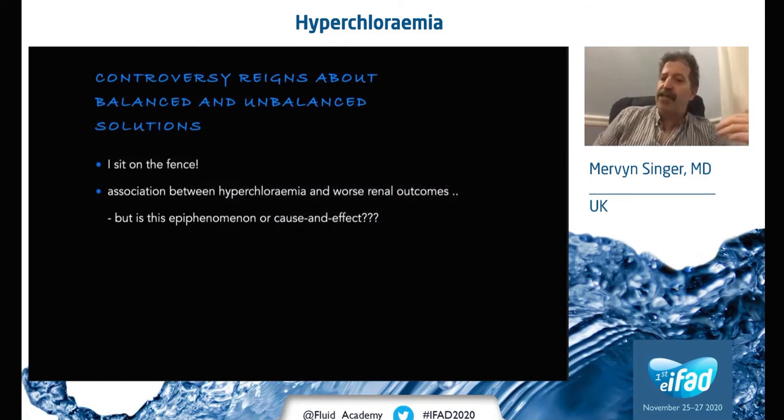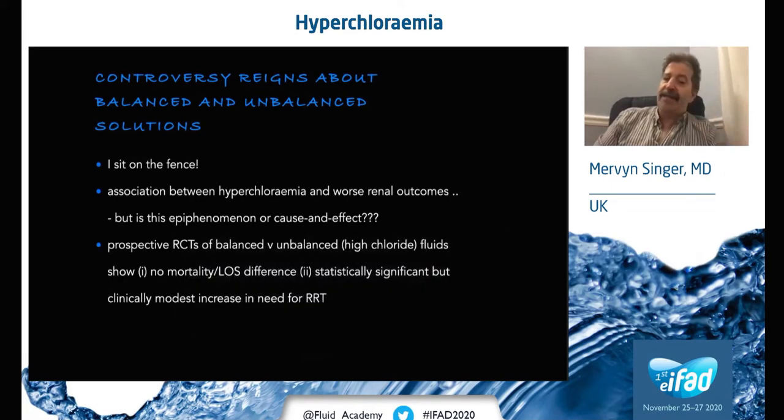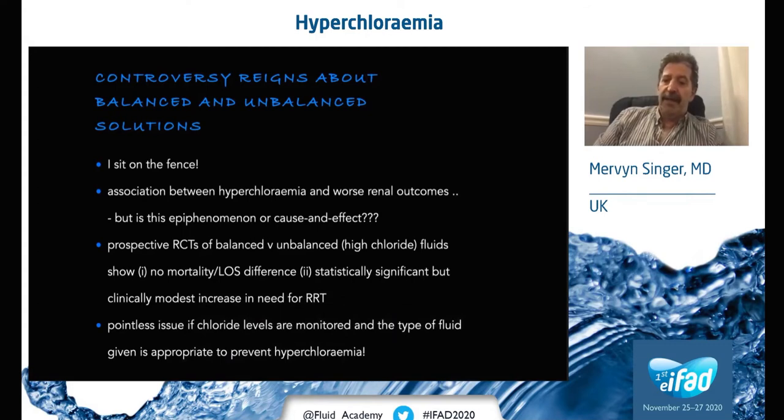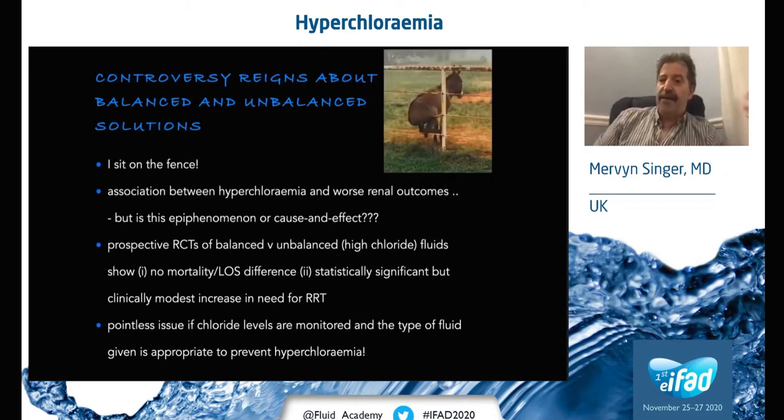There is an association between hyperchloremia and worse renal outcomes, but is this an epiphenomenon or cause and effect? And as I'll show you briefly, prospective studies of balanced versus unbalanced, the high chloride fluids, show no difference in mortality or length of stay, and a statistically significant, but clinically very modest increase in the need for renal replacement therapy. And I would argue this whole debate is rather pointless if you monitor chloride levels in the blood and adjust fluid accordingly. So there am I sitting on the fence.